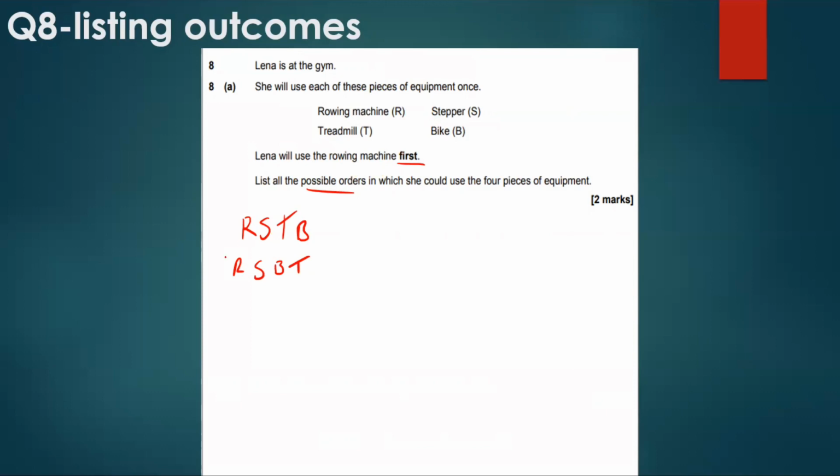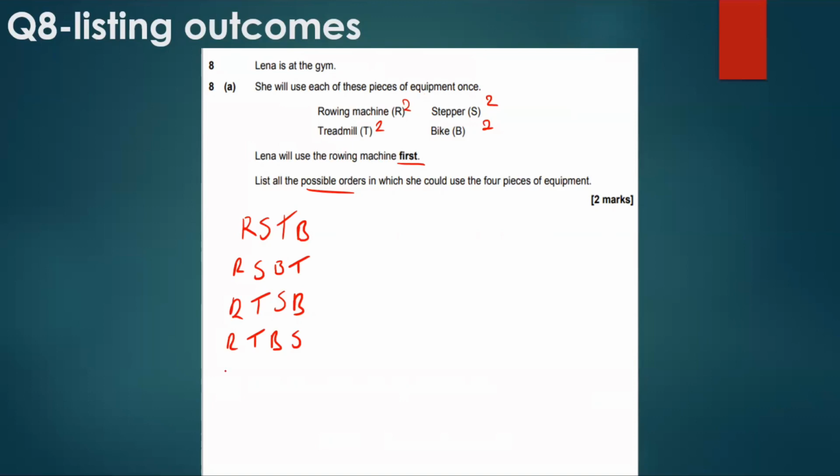So I'm now going to do the rowing machine and then the treadmill. Rowing machine, treadmill, stepper, bike. Swapping those around: rowing machine, treadmill, bike, and then stepper. And then I've finally done all of my solutions for them. So you can see clearly that there's 2 solutions for each one. So you're going to need 2 for each particular thing after your rowing machine.